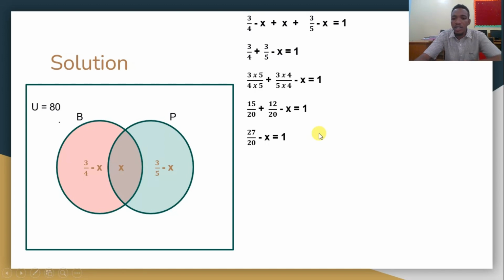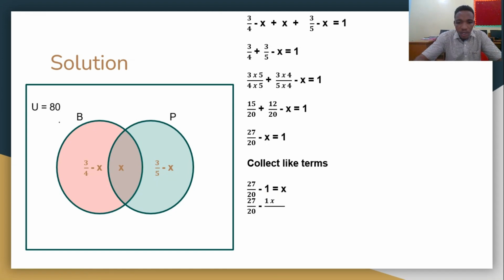The next thing I want to do is collect like terms. So X will come here, 1 will come here. So 27 over 20 minus 1 equals X. Like I said, my goal in this life is to make sure that if I'm adding up fractions, the denominators are equal. Here, I'm going to change this 1 to 1 over 1. So I'm going to multiply both the numerator and denominator by 20, so that I can have 20 as the denominator. So that's what I'm doing now.